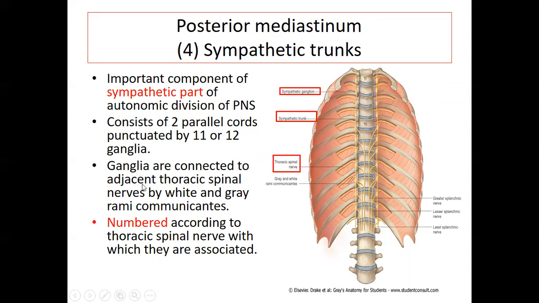I think this part you have discussed in your CNS block before. The ganglia of the sympathetic trunk are numbered according to the thoracic spinal nerve with which they are associated. You can see here, this is the thoracic spinal nerve.